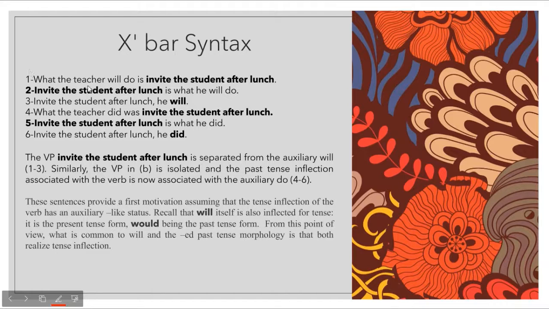What the teacher will do is invite the student after lunch. Not what the student will do is will invite the student after lunch. Okay, so will is by itself, and invite the student after lunch is alone by itself. Two: Invite the student after lunch is what he will do.